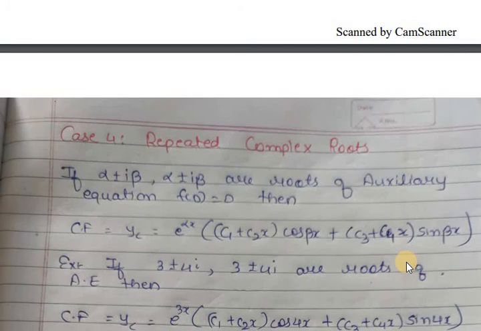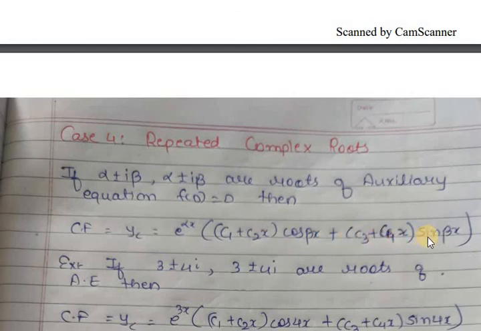So here there are complex roots which are repeated. So first of all we will have to find out alpha and beta. For that, comparing with alpha plus or minus beta i, alpha will be 0 and beta will be 2. So by case 4, CF will be e raised to alpha x, so e raised to 0x in bracket c1 plus c2x cos 2x because beta is 2, plus c3 plus c4x sin 2x, and the value of e raised to 0x is 1. So the final answer of CF will be c1 plus c2x into cos 2x plus c3 plus c4x into sin 2x.